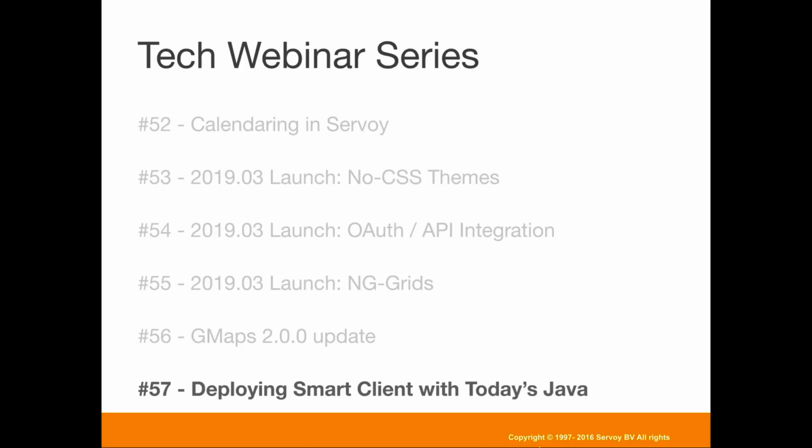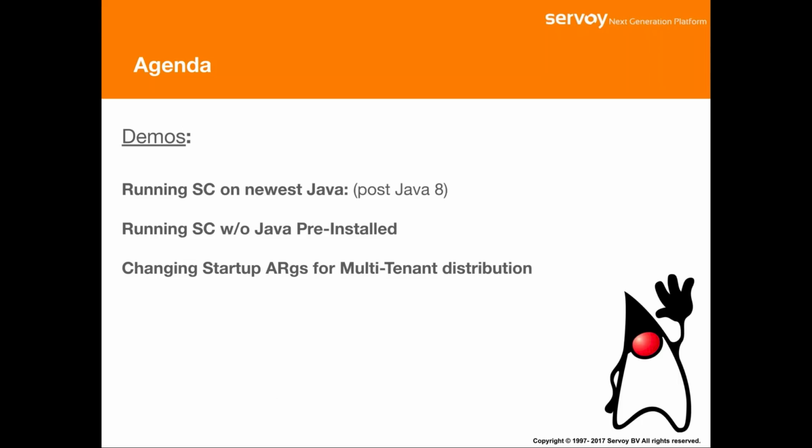Let's get started. This is all about deploying Smart Client in today's Java. As you probably know, Java is changing, Oracle is changing the terms of Java all the time. Java security is becoming tighter and tighter, and thus it becomes more challenging to deploy applications that run on Java, and that includes Servoy's desktop client, the Smart Client.